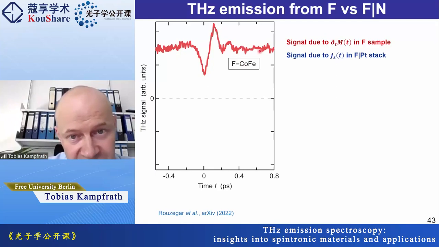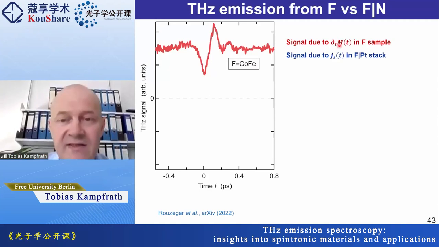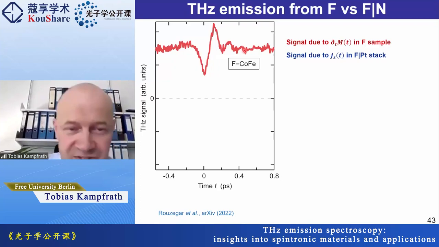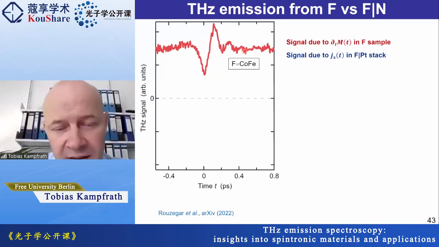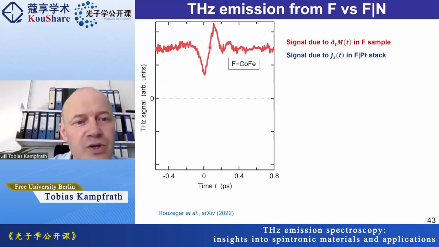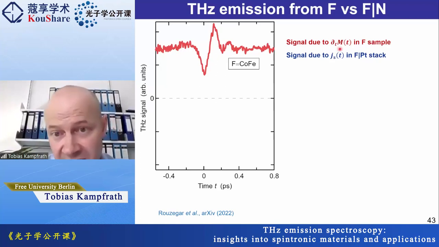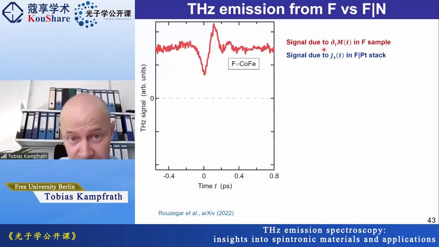So this means the signal that we see here is simply due to the ultrafast rate of change of the photo-excited ferromagnetic sample. Okay, and you see that the signal is also very noisy. The reason is that the signal is very small. It's about a factor of 100 smaller than the terahertz emission signals that I have shown you before, and therefore you also see more noise. But this is clear, because this is magnetic dipole radiation, and magnetic dipole radiation is typically much weaker than electric dipole radiation.